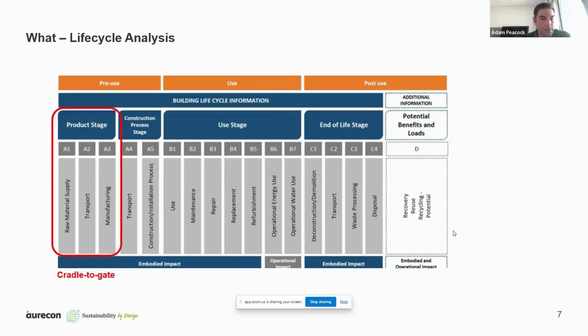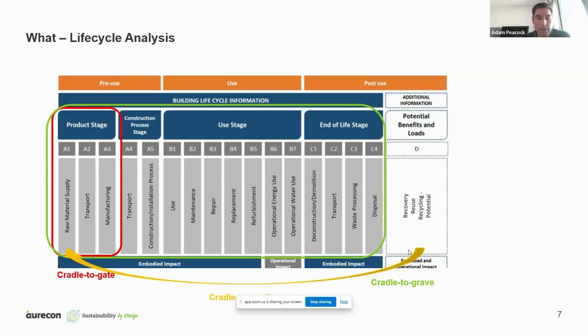Then there's a little bit of jargon here. So cradle to gate is considered the upfront embodied carbon, and it only considers the A1 to A3, so the product stage. Then we've got cradle to grave, which considers the product stage, the construction process stage, as well as the use stage and the end of life stage. And then cradle to cradle considers also that end of life.